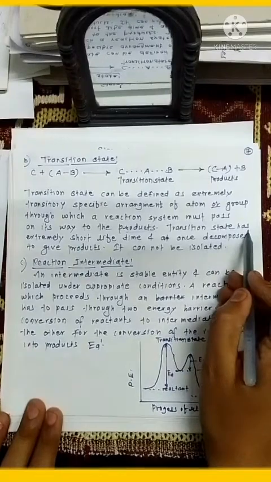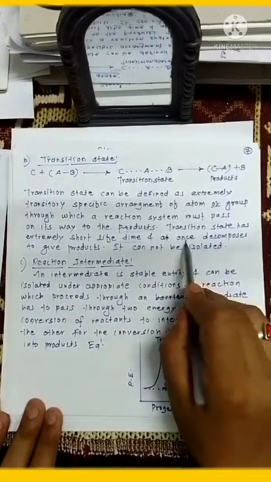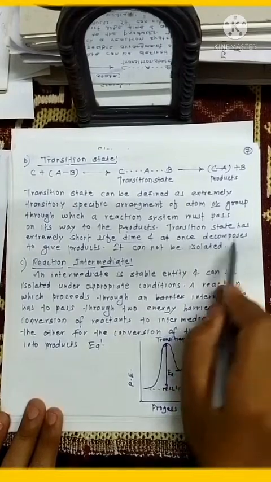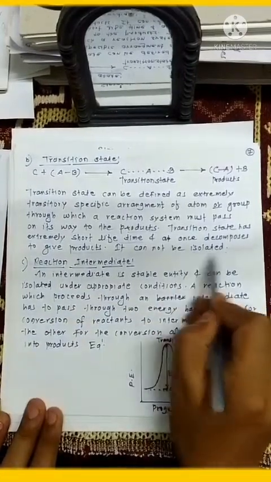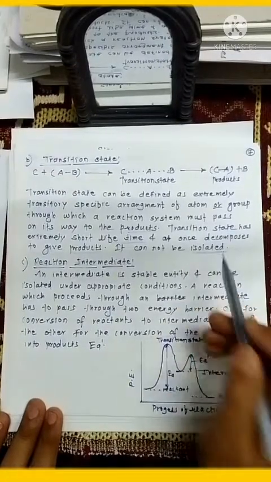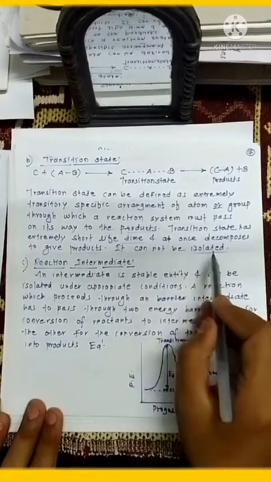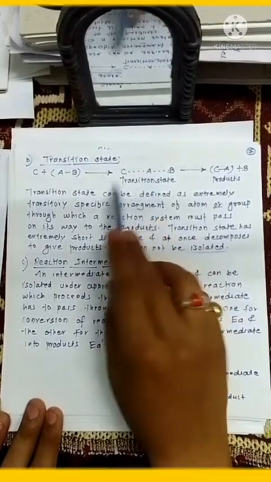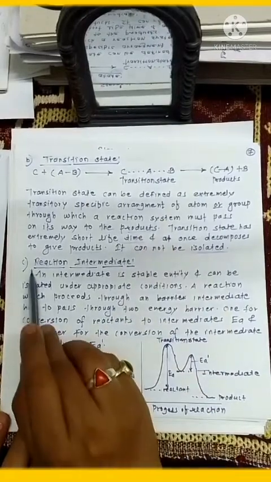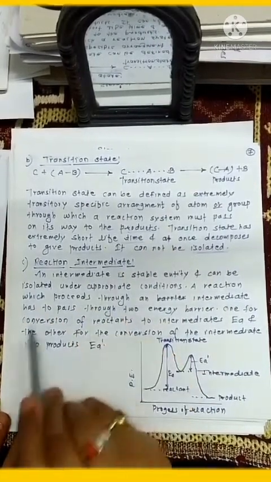Transition state has an extremely short lifetime, and once it is passed, it decomposes to give products. It cannot be isolated. It is important. Transition state cannot be isolated, or the arrangement of the atoms which are present in the transition state cannot be isolated. Now we are going to discuss reaction intermediates.